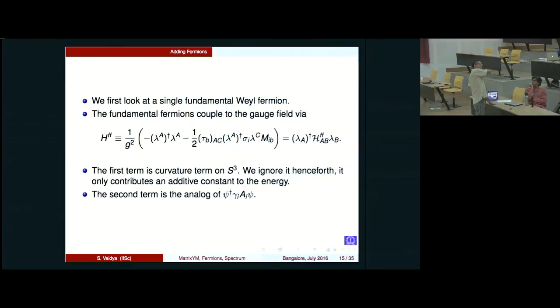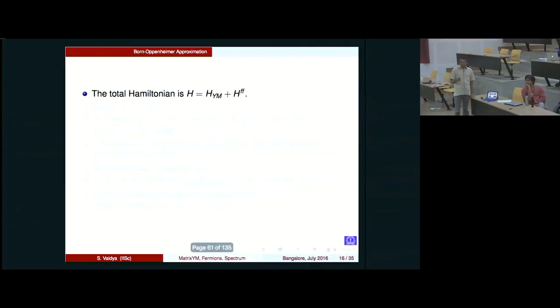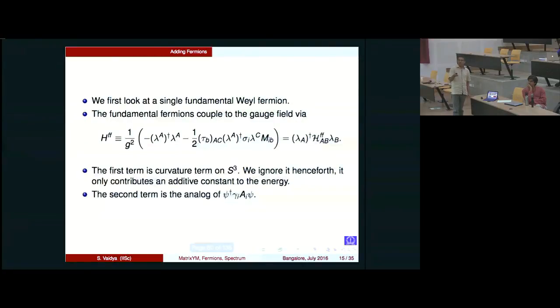I am making the most violent approximation, and seeing how far I can go with this very, very crude approximation. It will contribute a constant number. So the total Hamiltonian of the theory is the Yang-Mills Hamiltonian plus this H fermion, plus this guy.